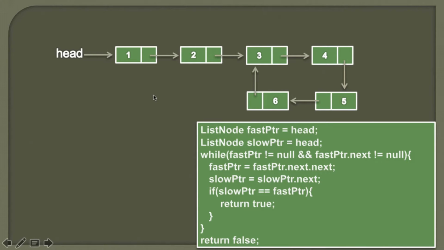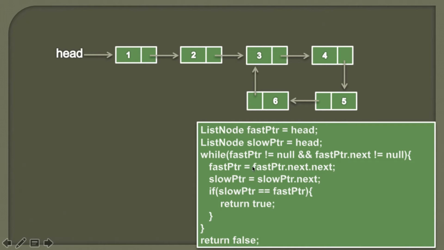Let's suppose we are given a linked list having 6 nodes, say 1, 2, 3, 4, 5, 6, and which contains a loop. So here if you see, the head points to the first node, which points to the second, which points to third, points to fourth, points to fifth, points to sixth, and sixth points to third. Therefore, you can see that this linked list contains a loop as 3 points to 4, 4 points to 5, 5 points to 6, and 6 points to 3, and again it goes on.